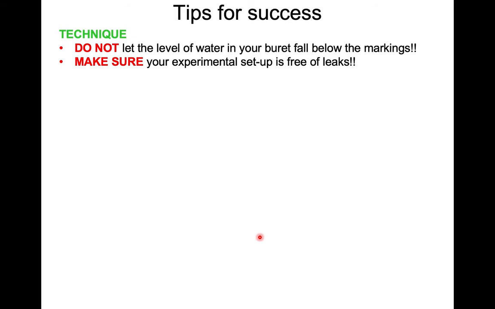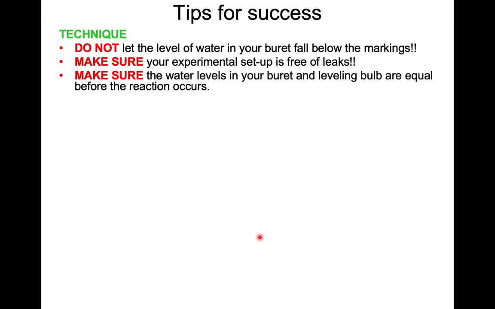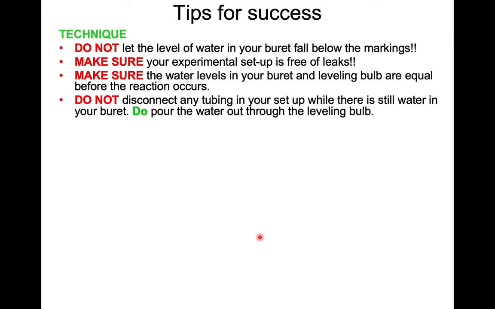Make sure your experimental setup is free of leaks. You would want me or one of your lab instructors to take a look at your setup before you do your first trial run. Make sure the water levels in your burette and leveling bulb are equal before the reaction occurs. Do not disconnect any tubing in your setup while there's still water in your burette. To remove the water from the system, you want to pour from the leveling bulb into the sink. If you remove the tubing, the water's going to go everywhere.